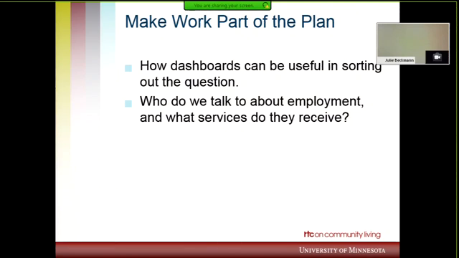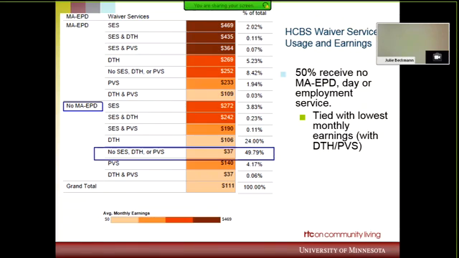So this whole thing of making work part of the plan, and the dashboards are meant to be useful in helping sort out questions. Who do we talk to about employment? What services do they receive? I mean, beginning to look at what is capacity. And again, going back to that first dashboard that we'll present here in a second, thinking about what MaryAlice just said of how do we make work part of the plan. Well, maybe a question is, how are we making it? Are we making it part of the plan? At least in service, is service utilization being woven into that plan? And here, what you see highlighted are the group of people that are not receiving medical assistance for employed persons with disabilities, and also not receiving any supported employment or day service.